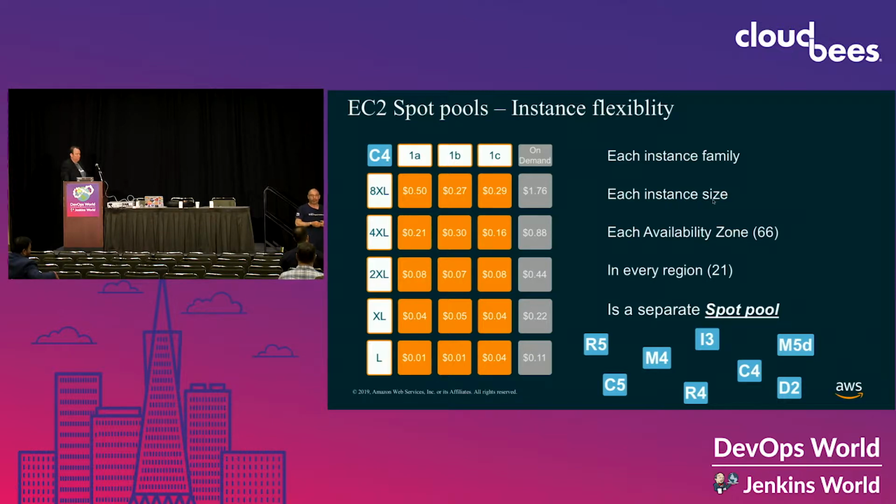Then let's go one step further. Let's say that you're using the C4. Well, let's add the C5 and the M5 and the R5. So you get the point here. I'm adding more and more options for my application to use. And what this does is it reduces blast radius. If one of those pools started to have some interruptions occurring, it's not happening in the other pools at the same time. So that's how we reduce the impact of an interruption on our overall workload.